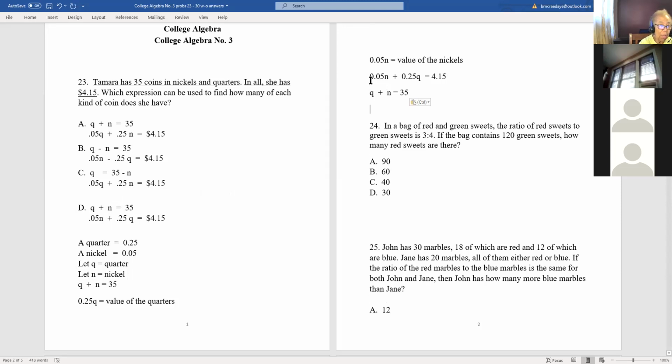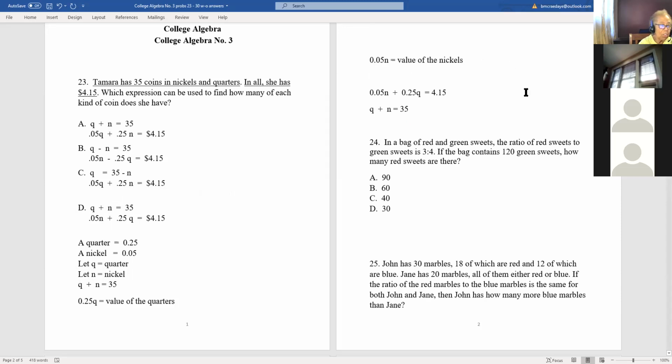Okay, so we have these two expressions, and they would be what you could use to find how many of each coin you have. So which of those expressions is equivalent to these two equations? D. 0.05 nickels plus 0.25 quarters equal 4.15, and Q plus N is 35. That's correct. So answer D.